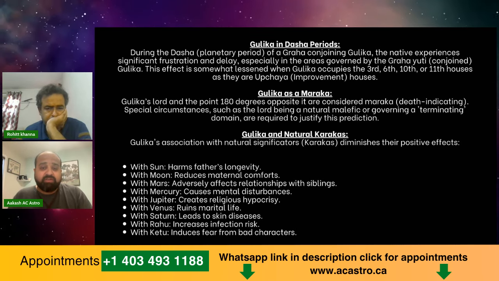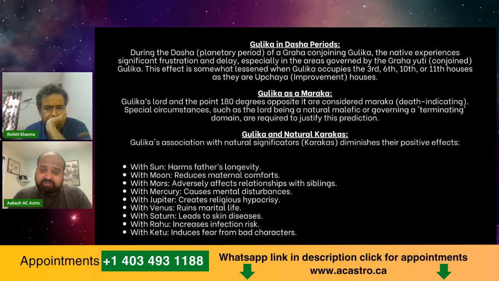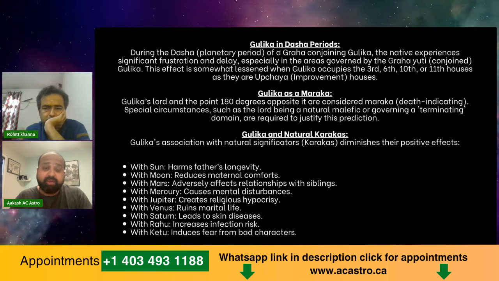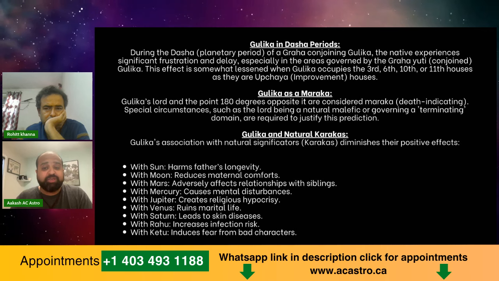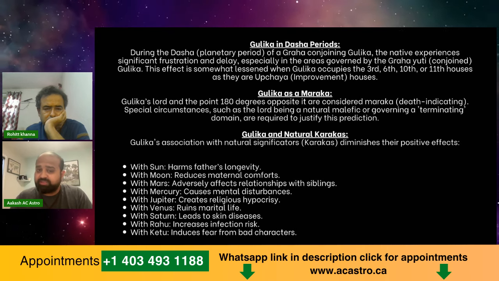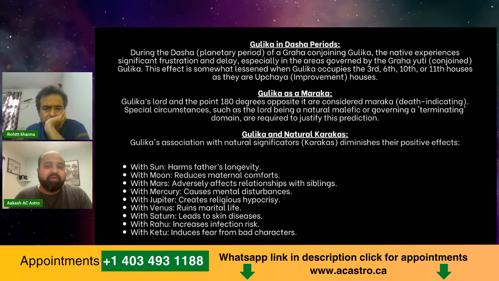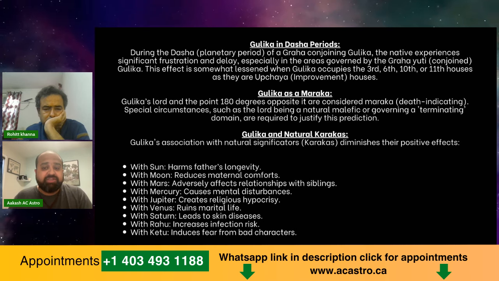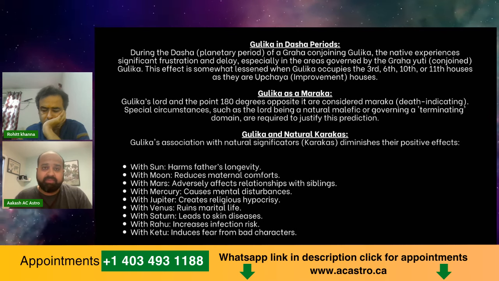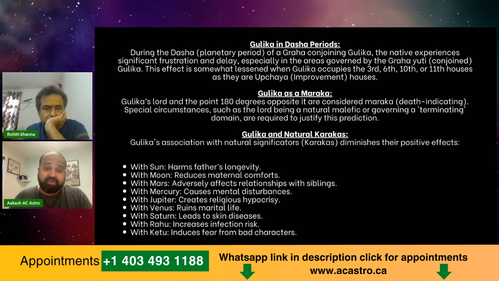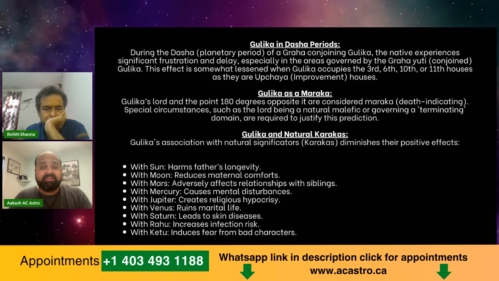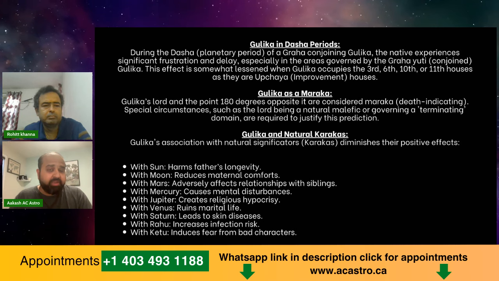When Gulika is with Mars, it will adversely affect relationship with siblings. When it is with Mercury, it will cause mental disturbance. Budh means buddhi, buddhi means brain. So when Gulika is there, special children with special needs are born. So you have to see this point. When with Jupiter, it creates religious hypocrisy, a lot of problems in the religious and philosophical area. With Venus, it ruins marital life. With Saturn, it leads to skin diseases like leprosy as well. Very important to understand.